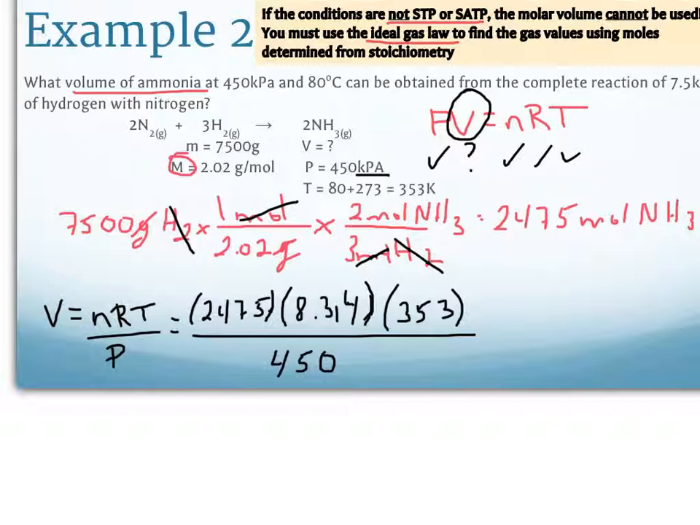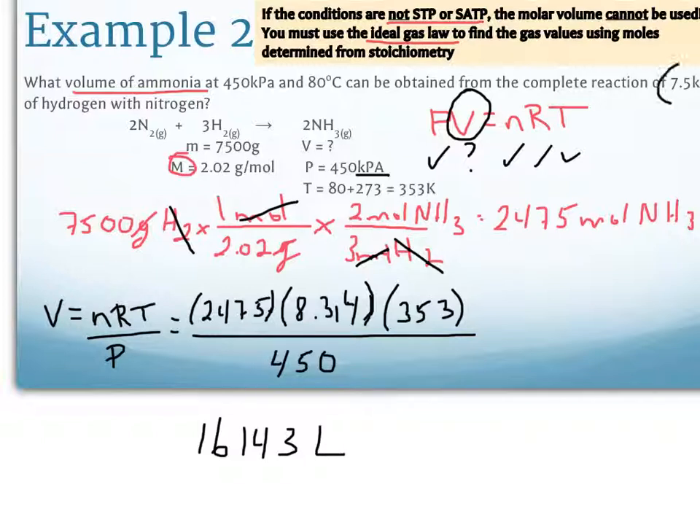So again, I'm not rounding on my calculator, but I'm doing 2.475 plus all the decimals multiplied by 8.314 and multiplied by 353 divided by 450. And I'm going to get a final answer of 16,143 liters.